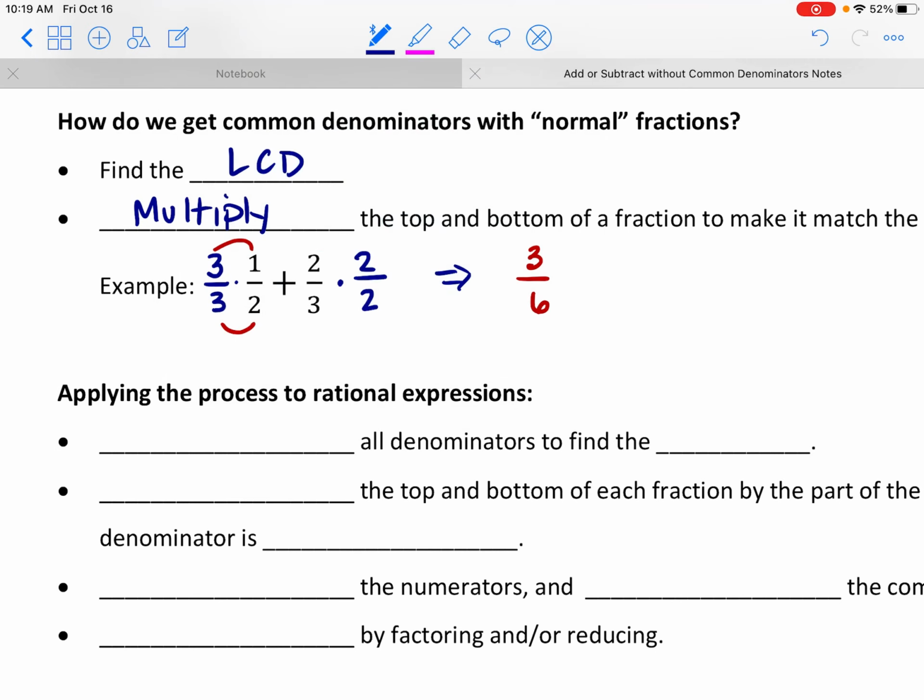And then we're going to be adding to that our new fraction here, which is going to be 2 times 2, which is 4, over 3 times 2 again, which is going to be 6. Okay, so we multiply, and now that we have common denominators, we can keep our common denominator, and we can add our numerators. So the 3 plus the 4 gets us 7, and 6 is our answer. Of course, we would reduce if necessary, but since 7 over 6 doesn't reduce, that would be it. So we need to figure out what our common denominator is, multiply our fractions to make them match that common denominator, and then we can add or subtract just like we did two topics ago.